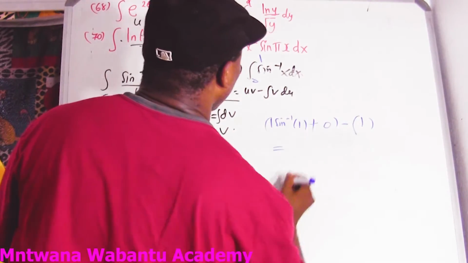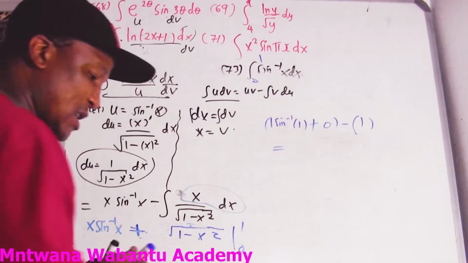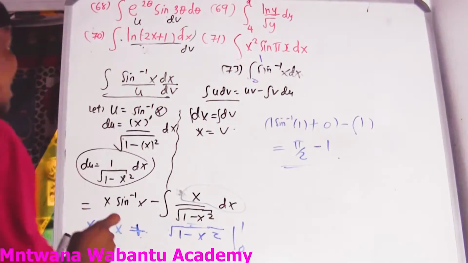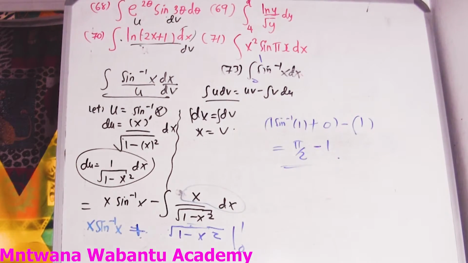Okay, sine inverse of 1. Sine inverse of 1 equal to 90 degrees, or you can say pi over 2. So it's going to be pi over 2 minus 1. Final answer. So we're done with that question. Now, let's go to another new page because I want to be done with it.